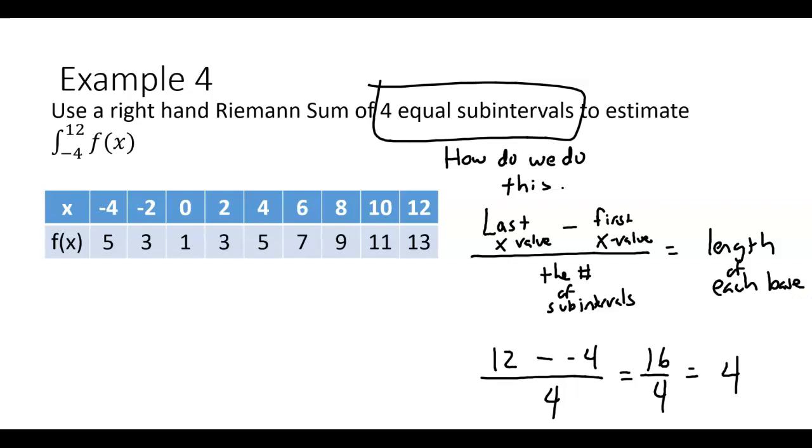So if you take the last x value, subtract it by the first x value, and divide by however many intervals that they want, that's going to tell you how long the base of each rectangle is. So if I'm going from -4 to 12, and I want to divide that up into 4 equal rectangles, then that means each rectangle would have to have a base of 4 units long. So instead of going from -4 to -2, I'm going to go from -4 to 0, because that's a base of 4. And then from 0 to 4, that's a base of 4, and so on.